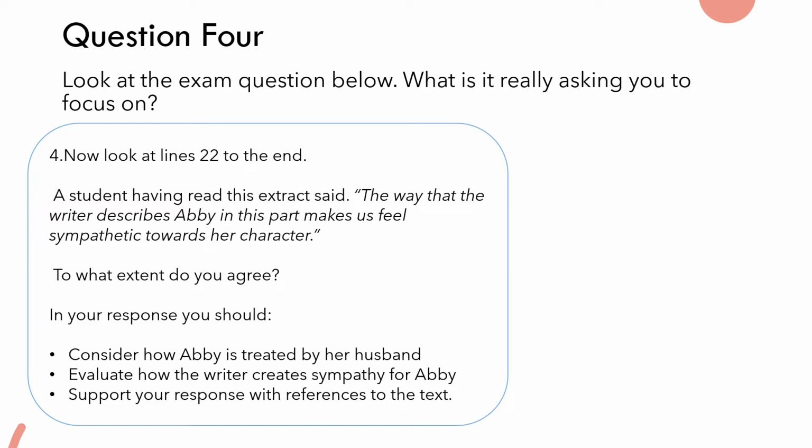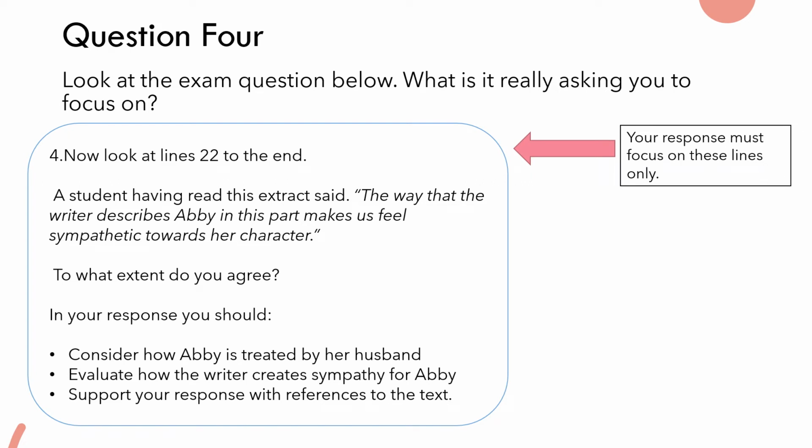So it says, now look at lines 22 to the end. A student, having read this extract, said, the way that the writer describes Abby in this part makes us feel sympathetic towards her character. To what extent do you agree? In your response, you should consider how Abby is treated by her husband, evaluate how the writer creates sympathy for Abby, and support your response with references to the text. So now let's break it down and see what you really need to think about when approaching this question.